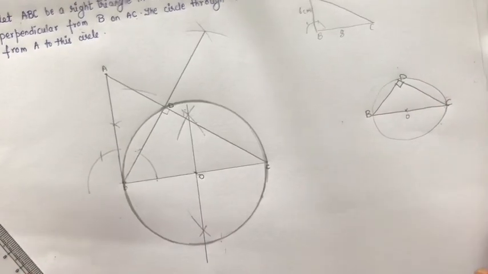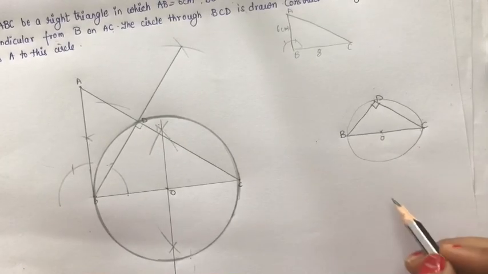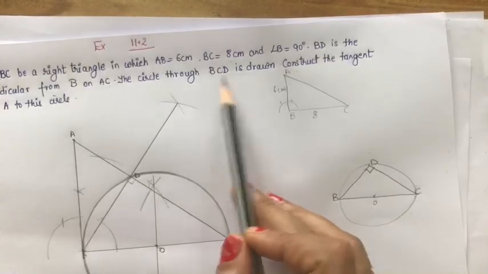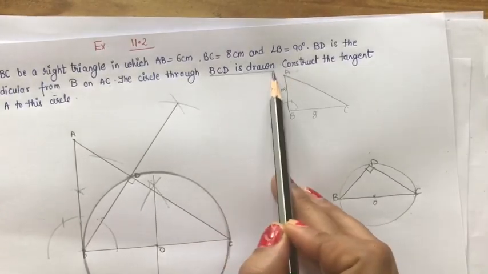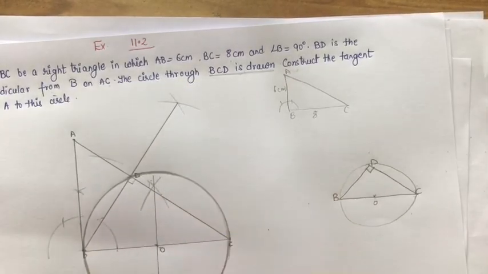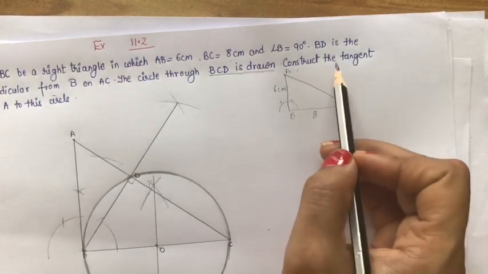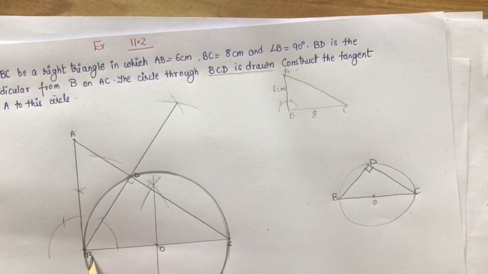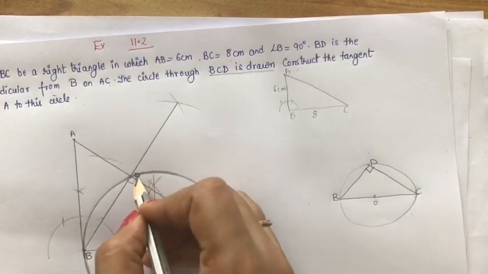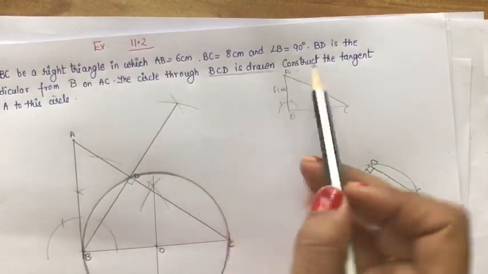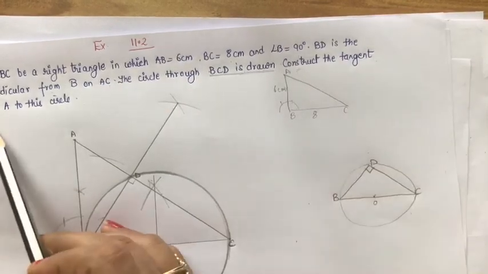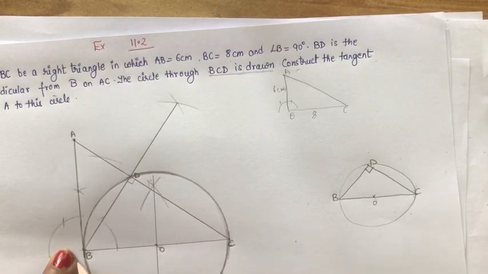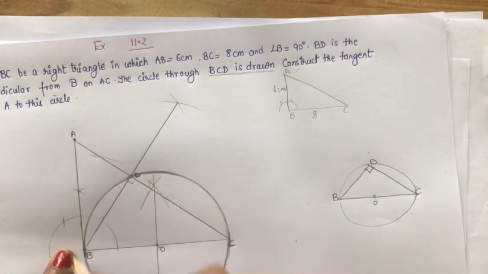What is the next step? Now it is simple, BCD is drawn. So till here we have drawn the circle through BCD. Next step is construct the tangent from A to this circle. So this point is your B, this is C, this is D, and we have drawn the circle. Where is the point A? This is the point A. One tangent I can already see, A to B.